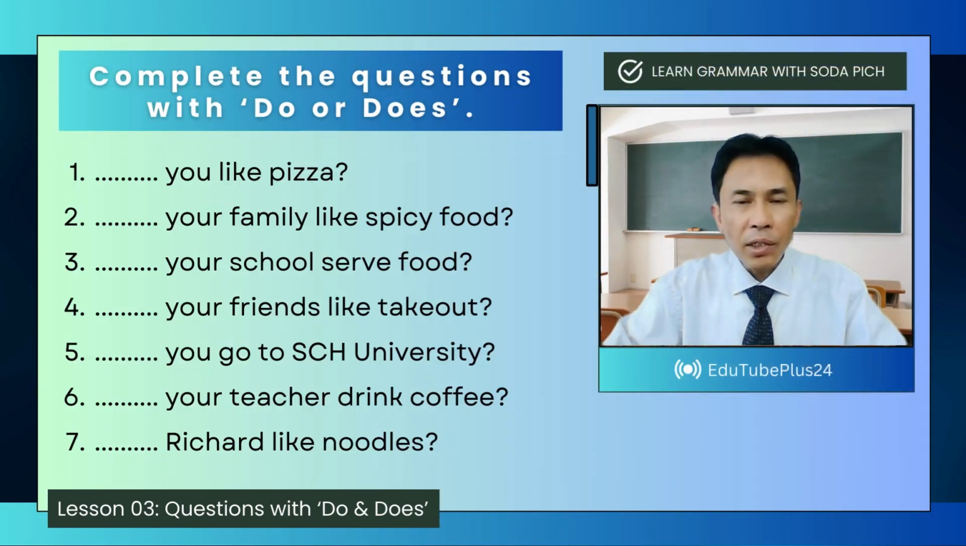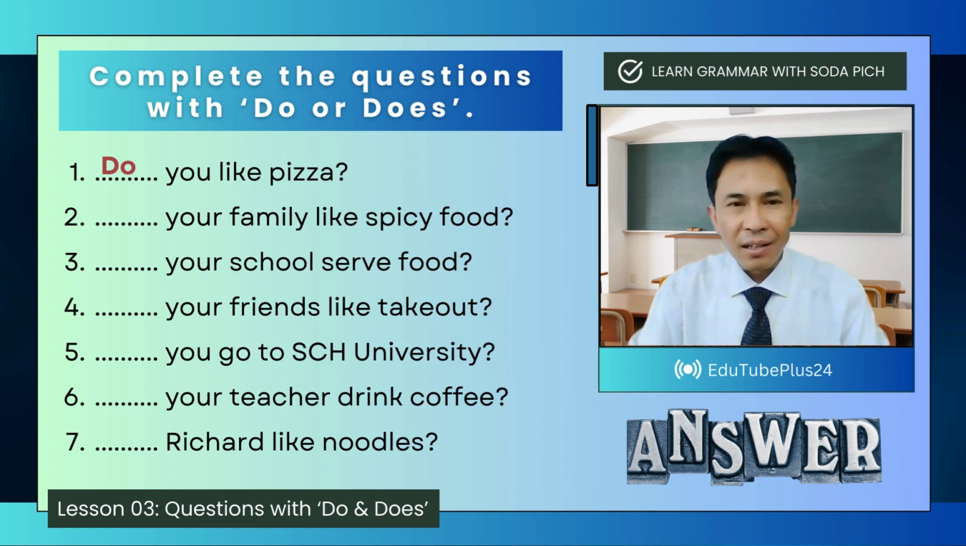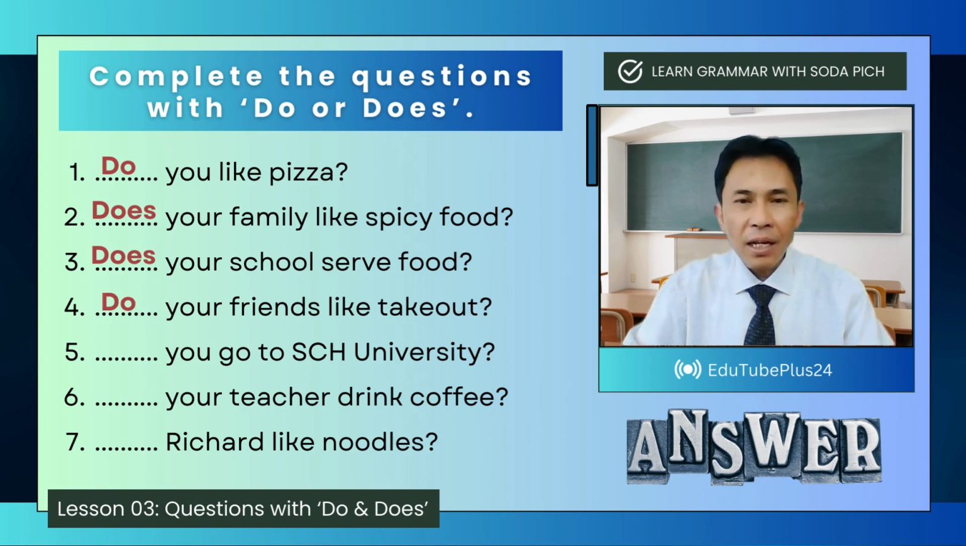Now, complete these questions with "do" or "does." Here are the questions. Number one, the question would be, do you like pizza? You can pause the video while you work. Okay, let's check how you did. Number two, does your family like spicy food? Number three, does your school serve food? Number four, do your friends like takeout? Number five, do you go to SCH University? Number six, does your teacher drink coffee? Number seven, does Richard like noodles?